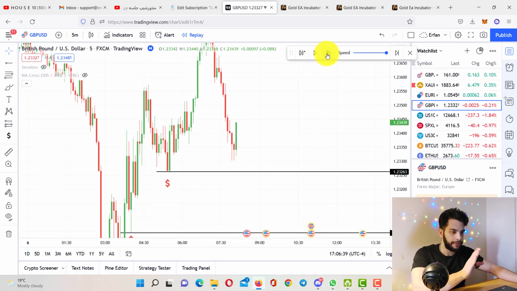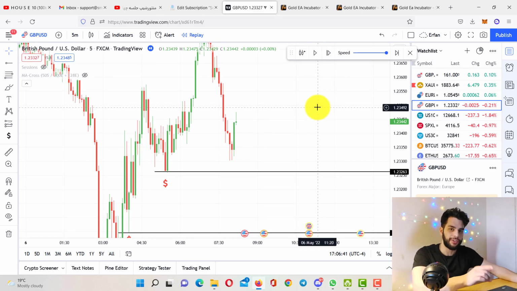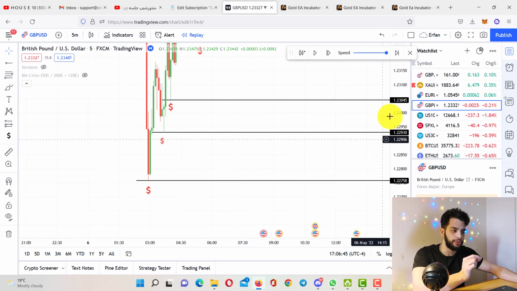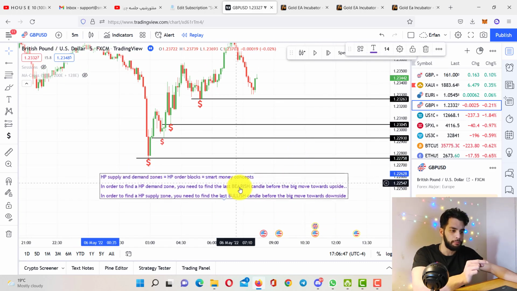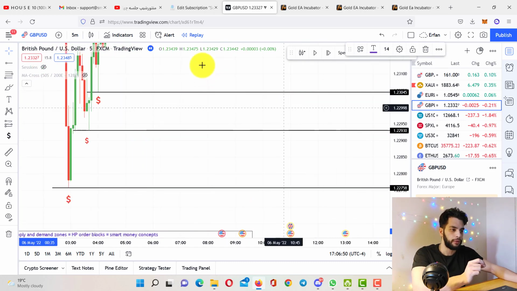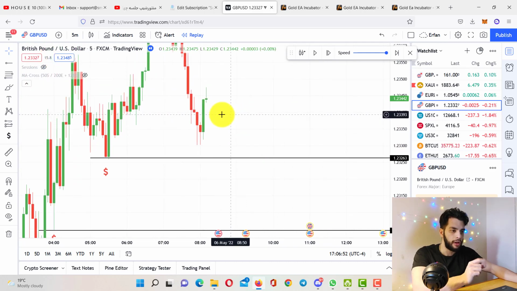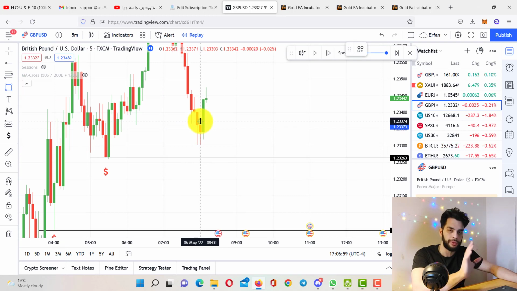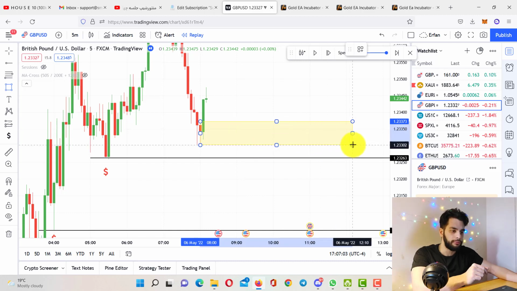And I was waiting and waiting and waiting, and then I noticed that we have a high probability demand zone. Why? For a high probability demand zone, I told you that we need to find the last bearish candle before the big move. Where's the big move? Here. Where's the last bearish candle? Here. So you need to draw it from the top all the way to the bottom.